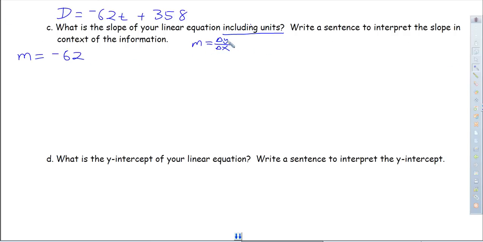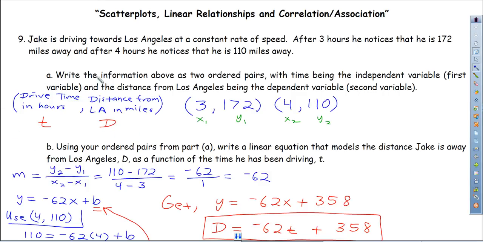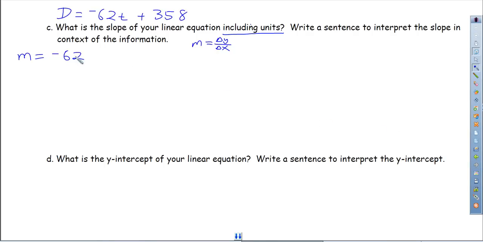What were the units in the y variable? Well, this is where this comes in. Look above on part A. That's why I listed this out. Remember, it's y over x. So what is y? Y is in miles, and x is in hours. So what do we have? Miles over hours, which is miles per hour. Well, that's our slope with units.